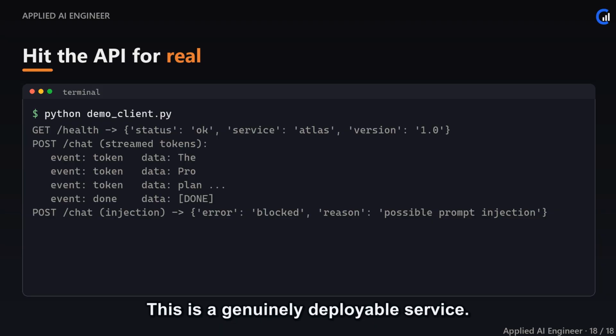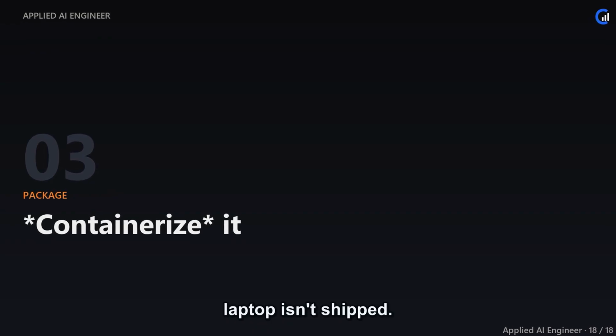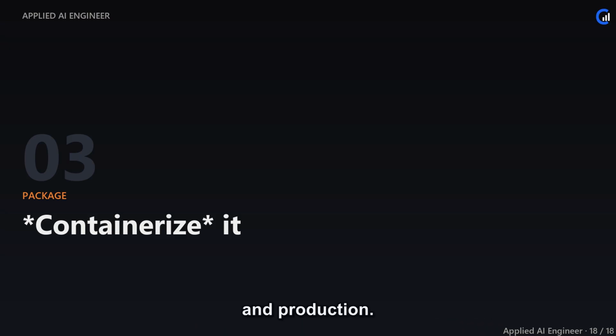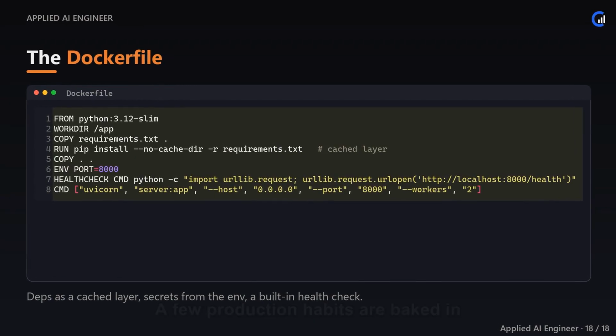This is a genuinely deployable service. A service that only runs on your laptop isn't shipped. A Dockerfile makes Atlas reproducible. The same image runs identically on your machine, a teammate's, and production. A few production habits are baked in here.